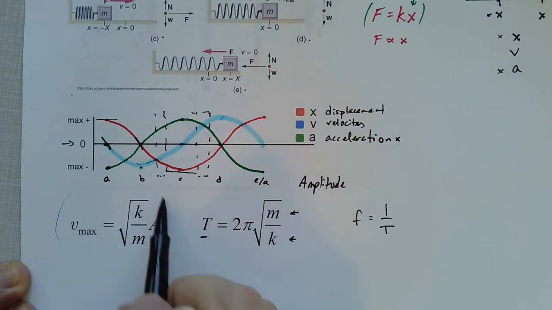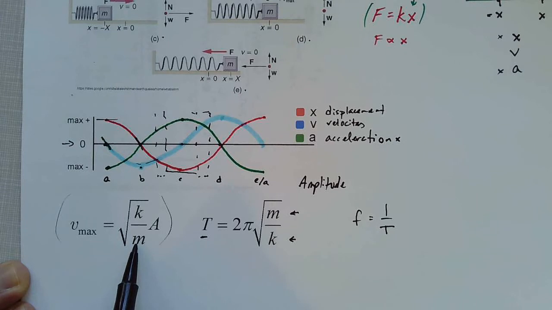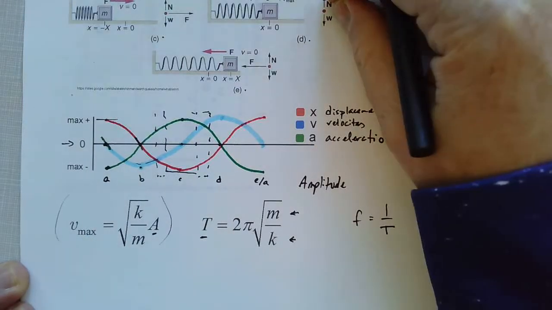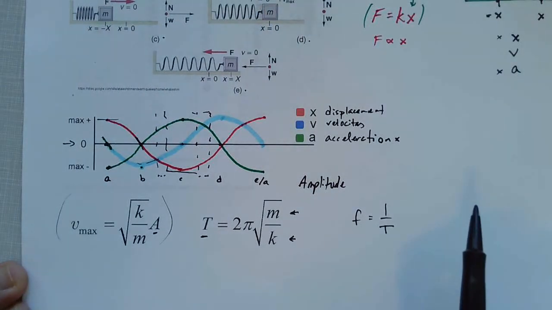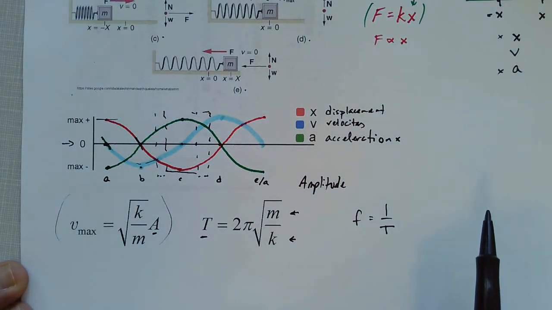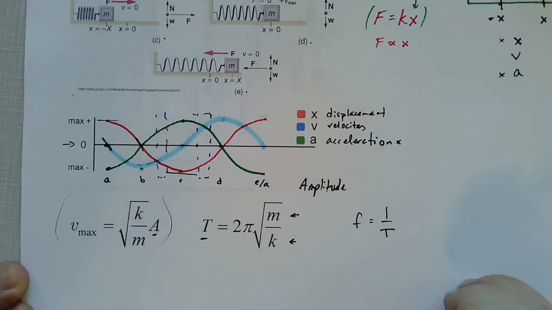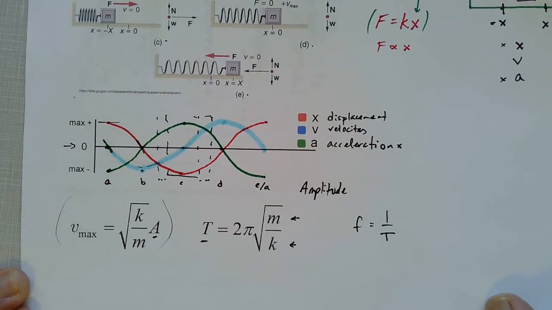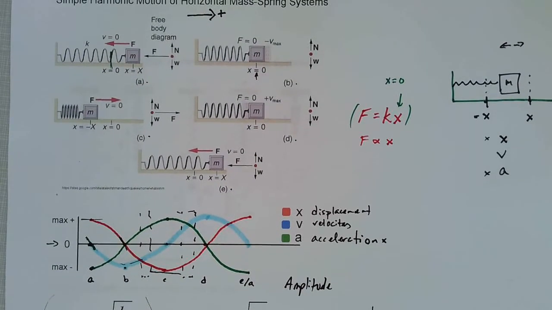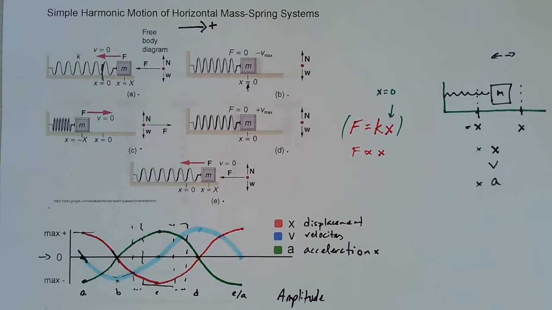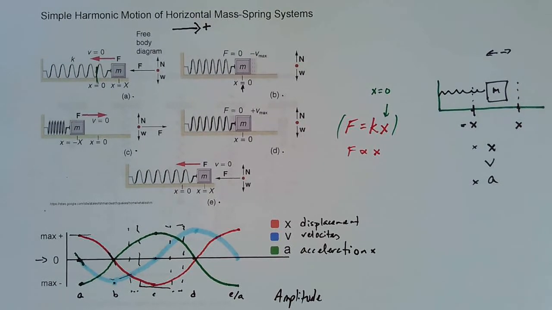Now, this equation is not on the AP Physics sheet. I've put it there because it's in the Giancoli book, but this relates the maximum speed it can have at the equilibrium position. That is related to the amplitude. The further you pull it, the faster it's going to go on its way back to the equilibrium position. Okay, so that is the simplest of simple harmonic oscillators and a good way to think about its motion. That's basically the kinematics of simple harmonic oscillators.